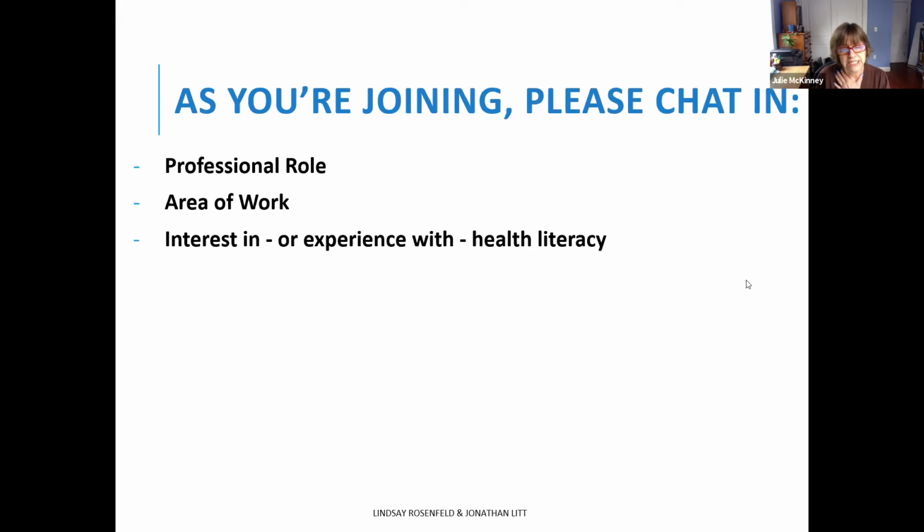It's about multi-level health literacy assessment for families with children with complex needs. We're very pleased to have our speakers here.